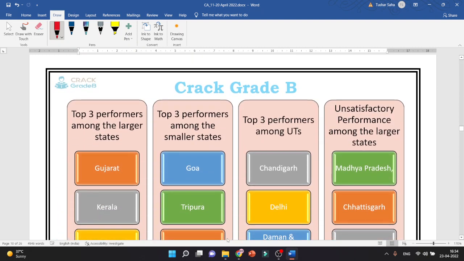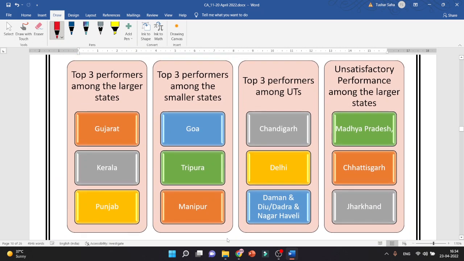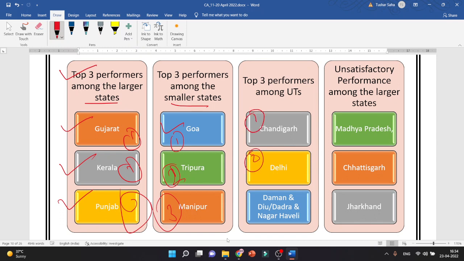Now, let's move forward and see the performers. The top performers among the larger states are Gujarat, Kerala, and Punjab. The top performers among the smaller states are Goa, Tripura, and third is Manipur. Among UTs, number 1 is Chandigarh, number 2 Delhi, number 3 Daman and Diu. Unsatisfactory performance among the larger states: Madhya Pradesh is at number 1, Chhattisgarh at number 2, Jharkhand at number 3.